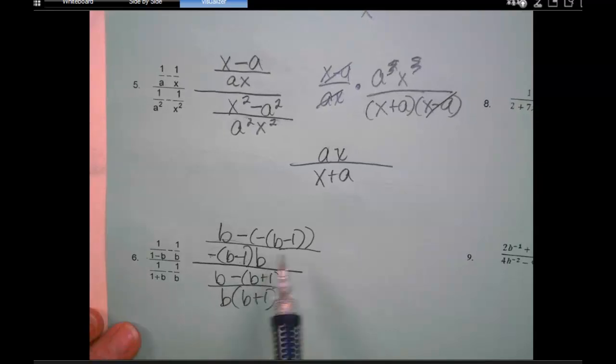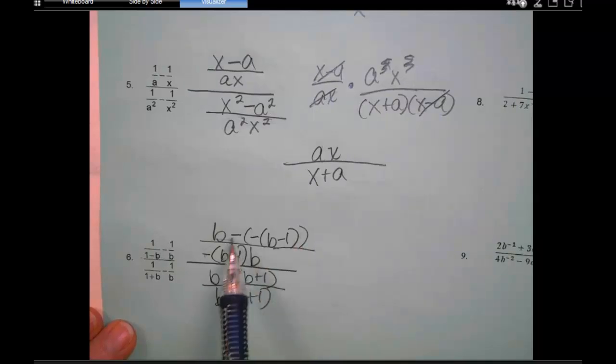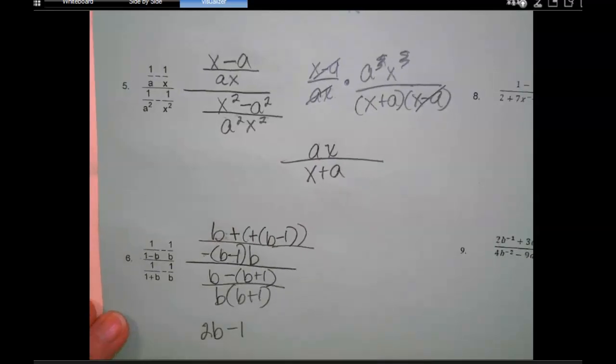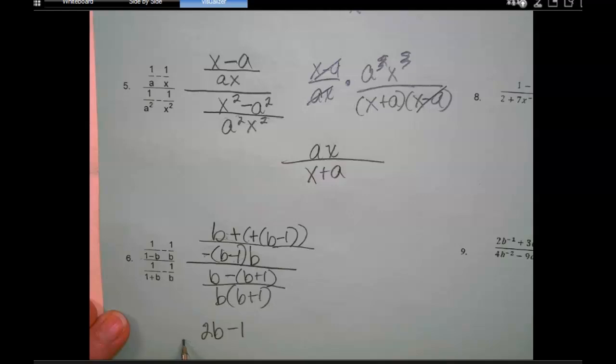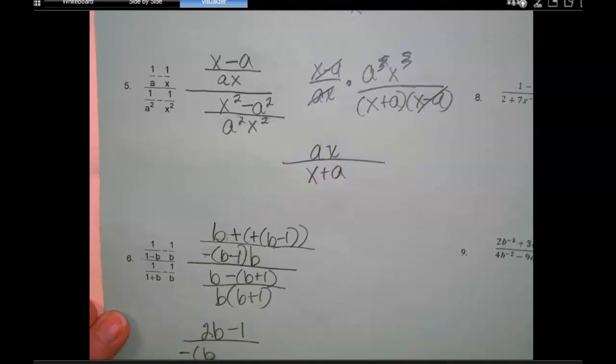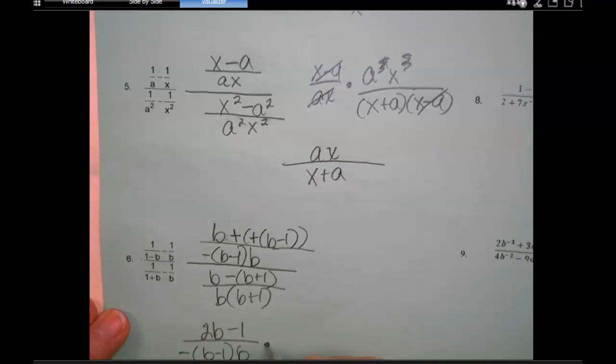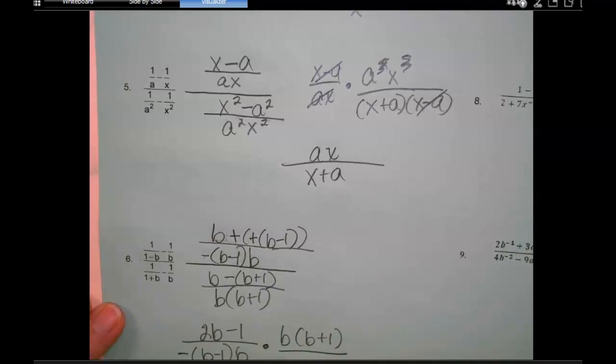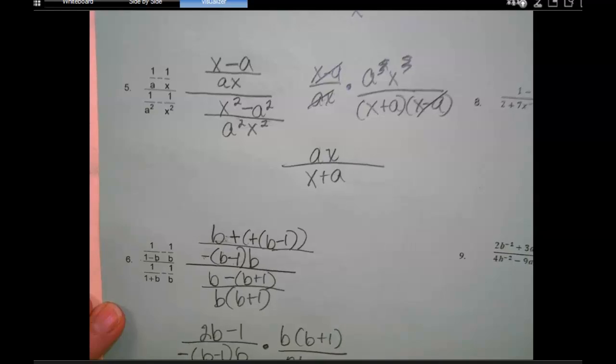All right. So now, y'all, what's minus a minus? Positive, right? Okay. So on top, I'm going to have 2b minus 1 all over minus b minus 1b times b plus 1 all over 2b minus 1.